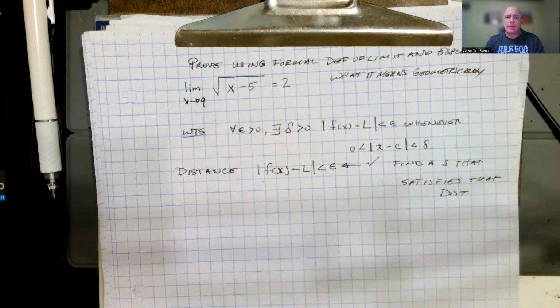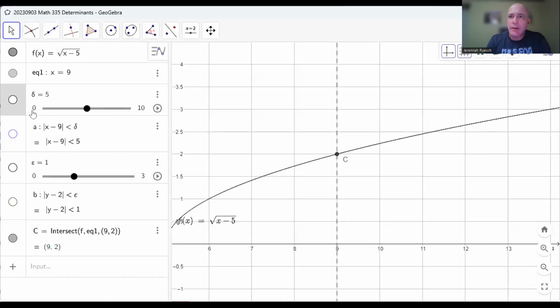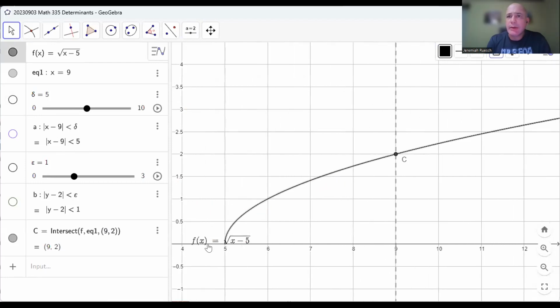Okay, so I'm going to switch just for a second to a geometric view. I'm going to have us explore this idea a little bit more from the perspective of a graph. So here's my function, f of x. You can see it labeled down here. It's the square root of x minus 5. And as we go along this route, at the point x equals 9, this is the limit that we're looking for. And this function is defined here.